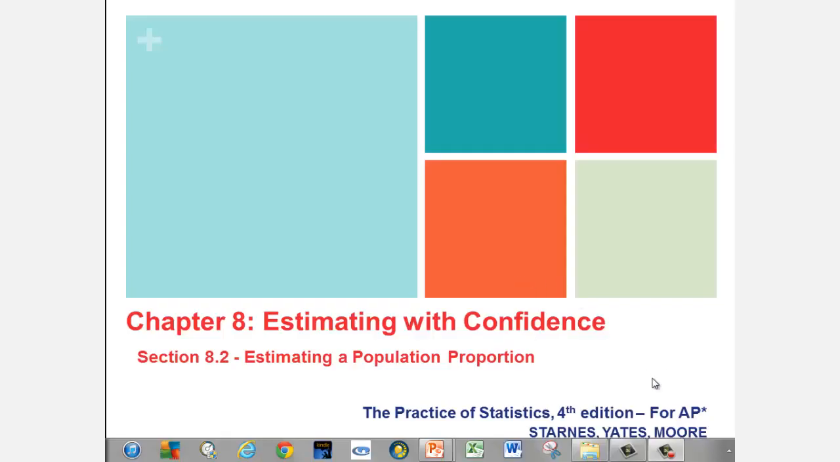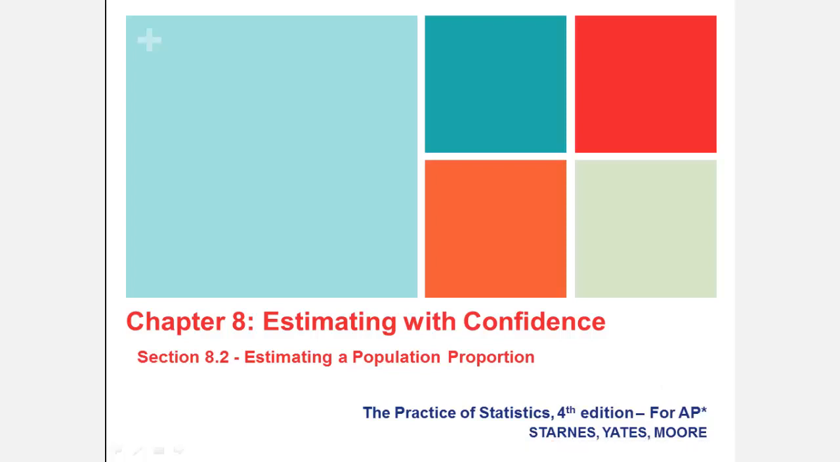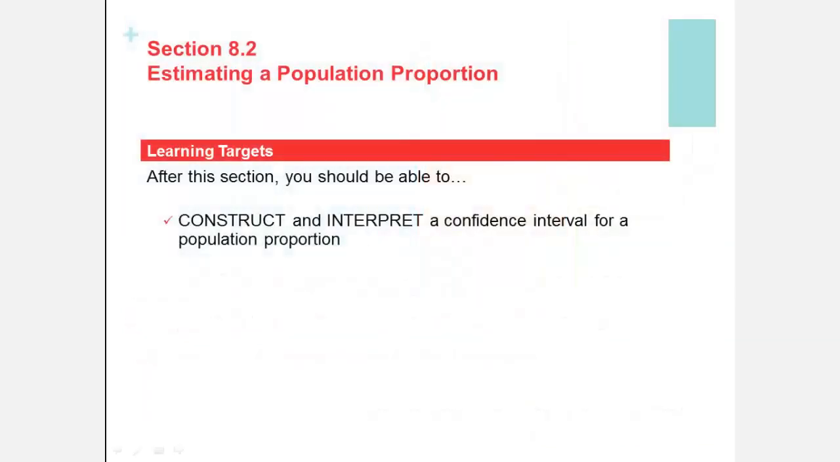Chapter 8, Section 2, Day 1, Estimating a Population Proportion. The learning targets for this lesson are to be able to construct and interpret a confidence interval for a population proportion.